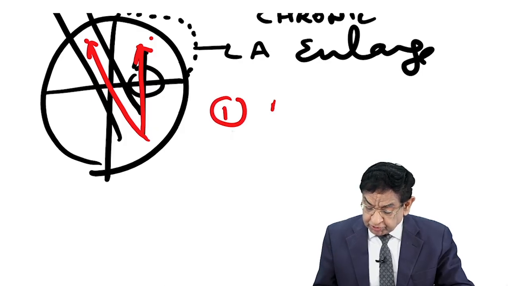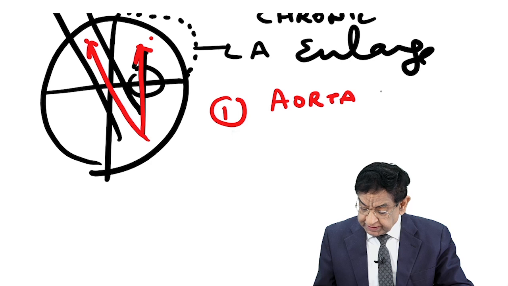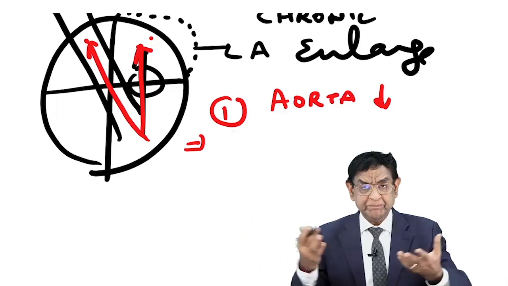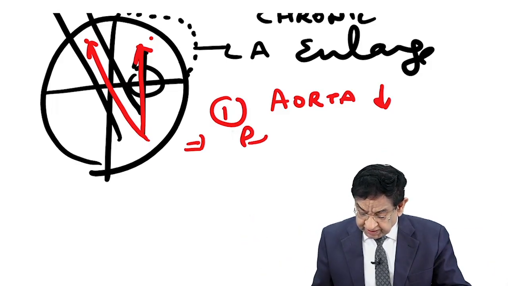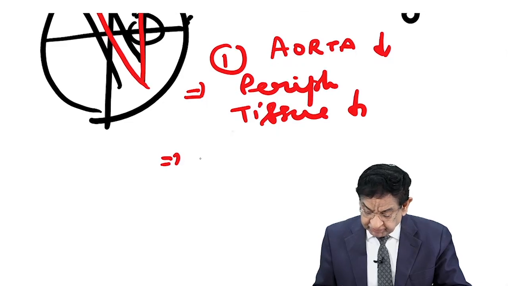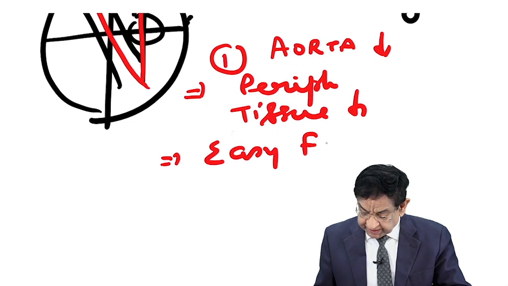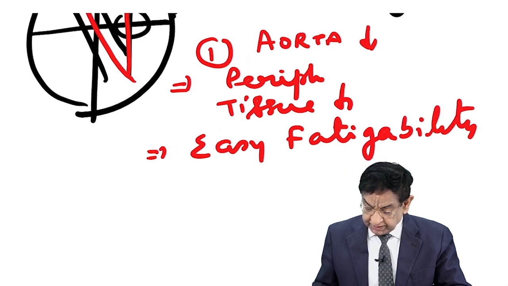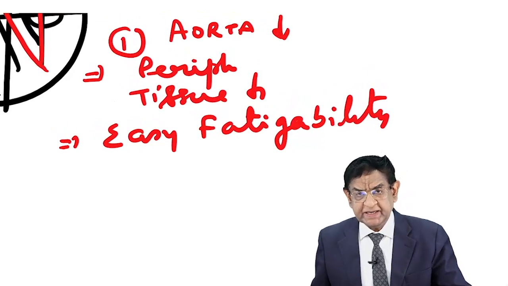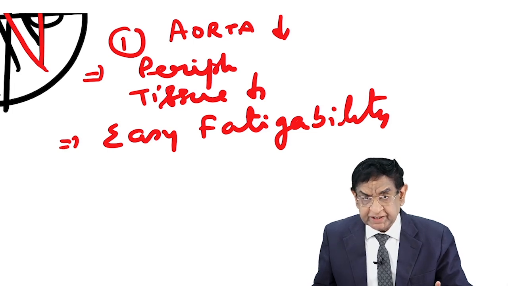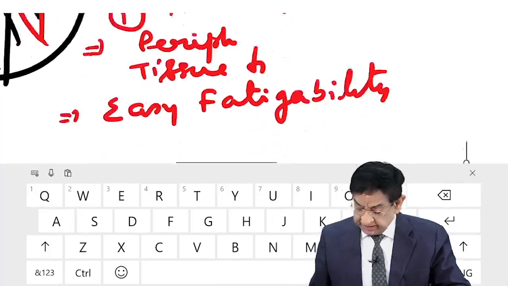As the amount of blood going to the aorta is reduced, definitely, that means the amount of blood going to the peripheral tissue is reduced. Blood in the peripheral tissues will be reduced. So with the result, the patient will have easy fatigability. The patient gets fatigued very fast because the amount of blood coming to the aorta is reduced, and thereby peripheral tissue is getting less blood.